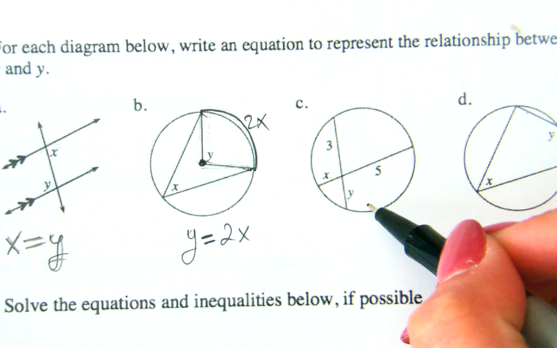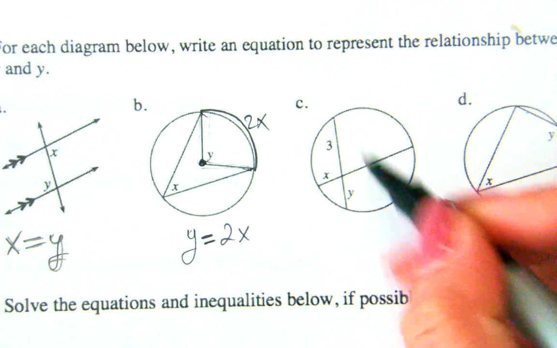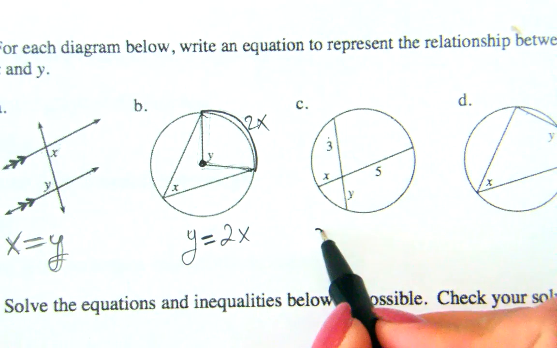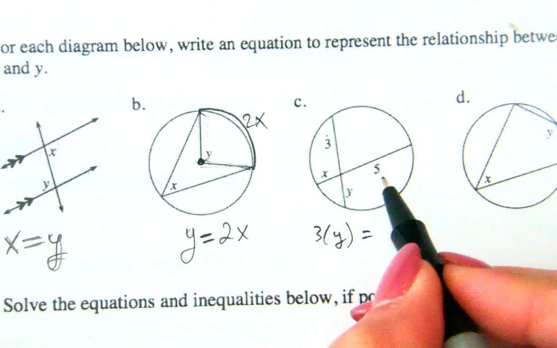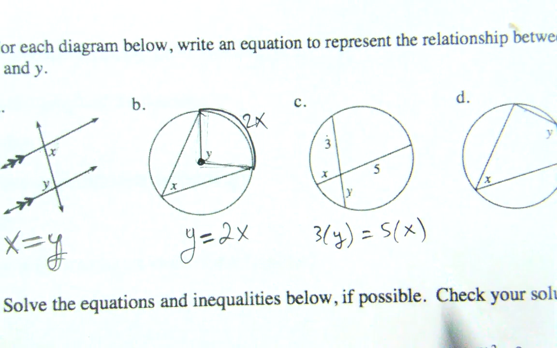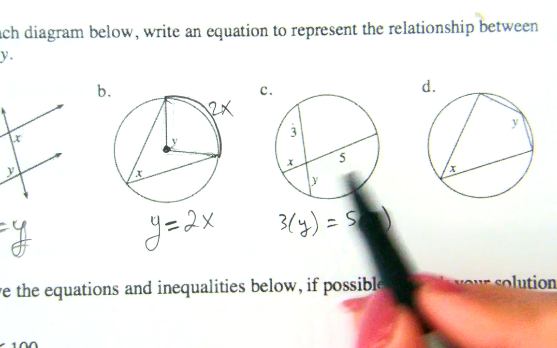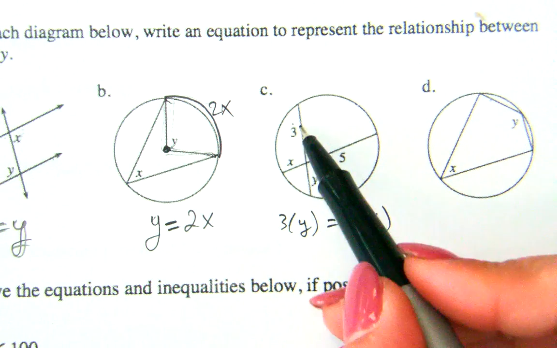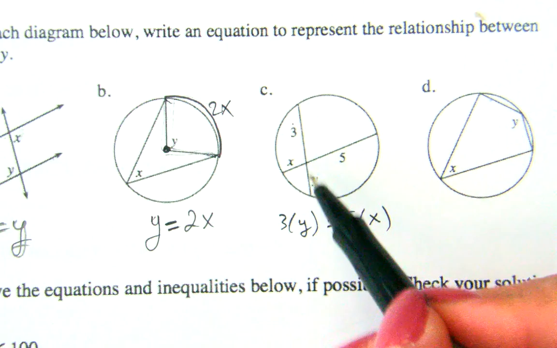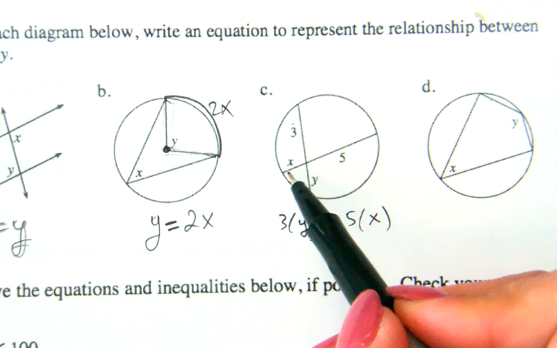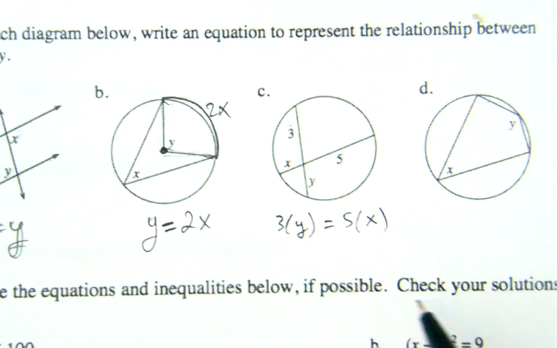And then the next one, these were your proportional or similar triangles. So technically, if you want to do the proportions correctly, 3 times y is going to be equal to 5 times x. That was the aha thing that you were supposed to figure out in the other one. So this length times this length is going to equal this length times that length.